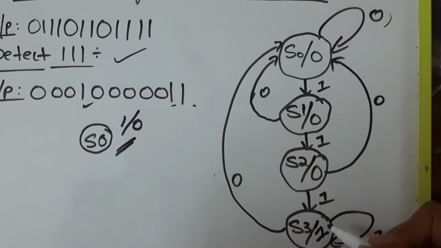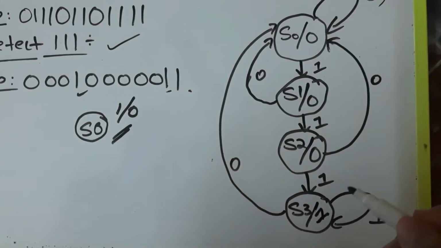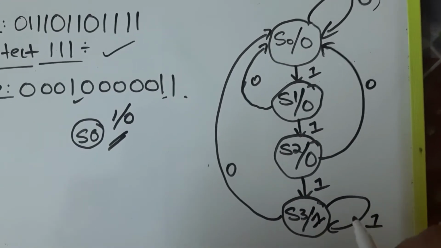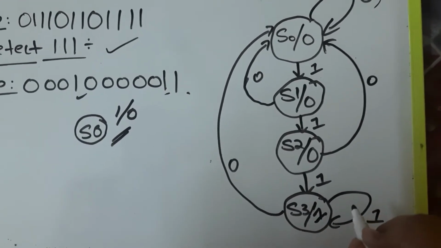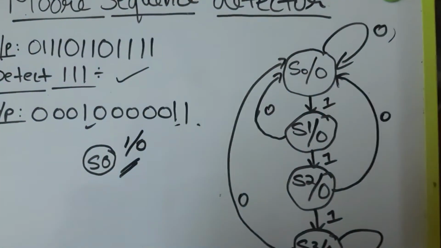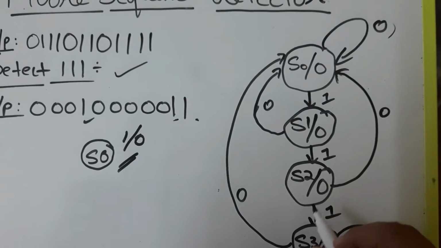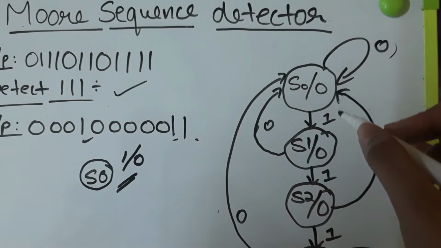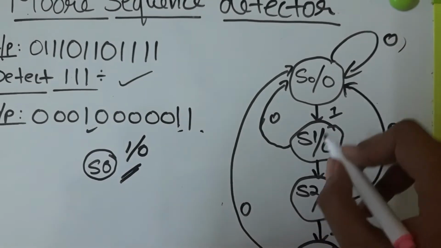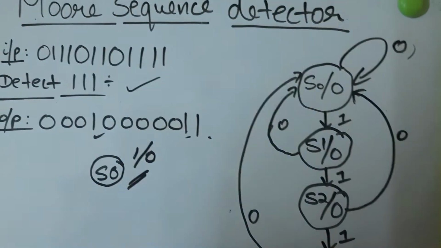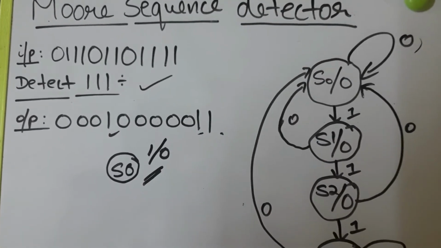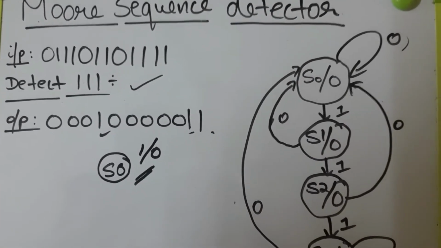Next, if it is 1, it will go to S3 and my output will become 1. And in S3, if it remains 1, it will remain in the same state. If it is 0, it will go back to the first state again. Now, why can't it go back to any of the previous states? Because the values of the states are 1 everywhere except the first initial state. So I hope this is clear. Now let us see some previous GATE questions.